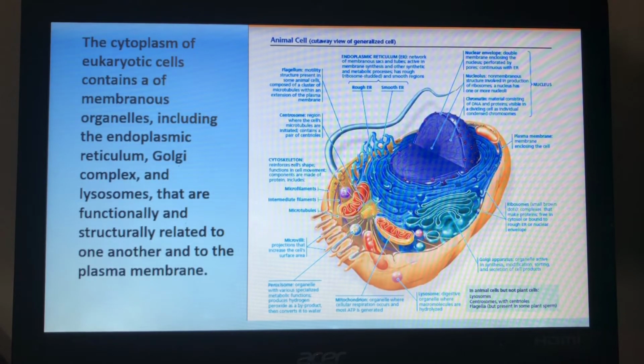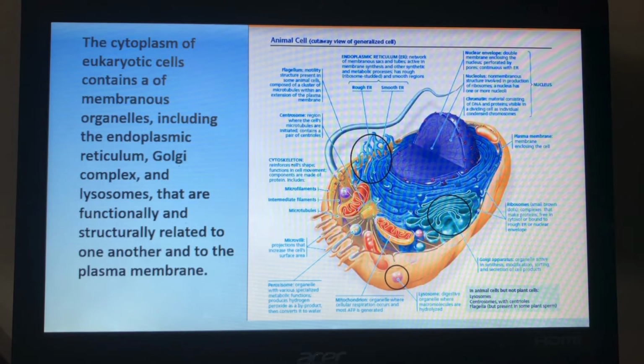Let's start with the cell. The cytoplasm of eukaryotic cells contains membranous organelles including endoplasmic reticulum, Golgi complex, and lysosome that are functionally and structurally related to one another and to the plasma membrane. These various membranous organelles are part of a dynamic, integrated endomembrane network in which materials are shuttled back and forth as part of transport vesicles that form by budding from one compartment and fusing with one another.